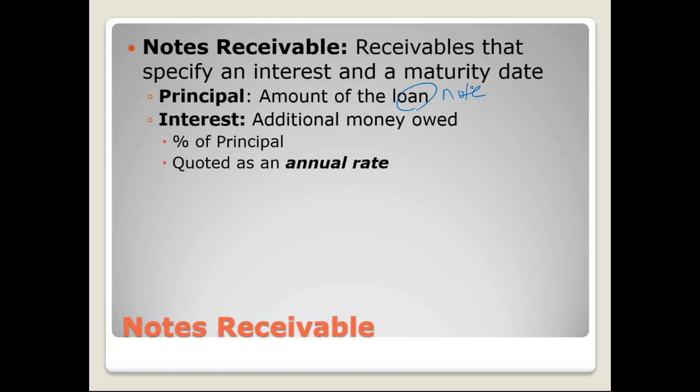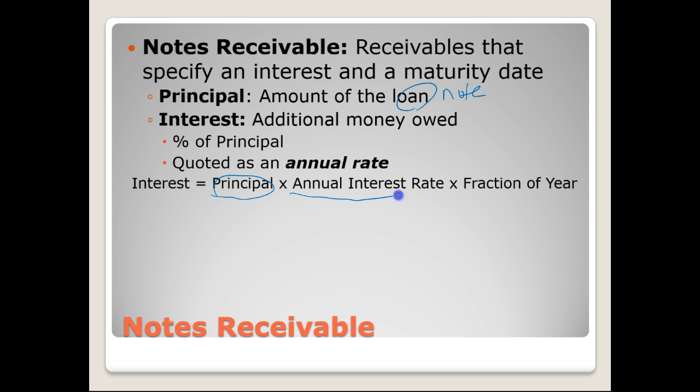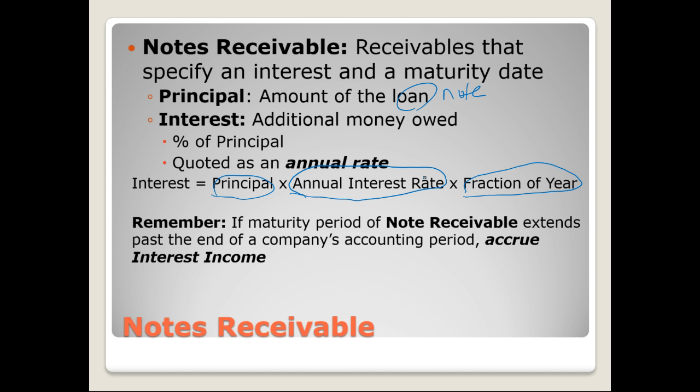But notes receivable often are for periods of maturity shorter than 1 year. So in order to figure out how much interest is owed on a notes receivable, you take the principal amount, you multiply it by the annual interest rate, and then you also multiply it by whatever fraction of a year the maturity is. And remember, if the maturity of a note receivable will extend across 2 accounting periods, you must accrue interest income for the company that is waiting to receive principal and interest.